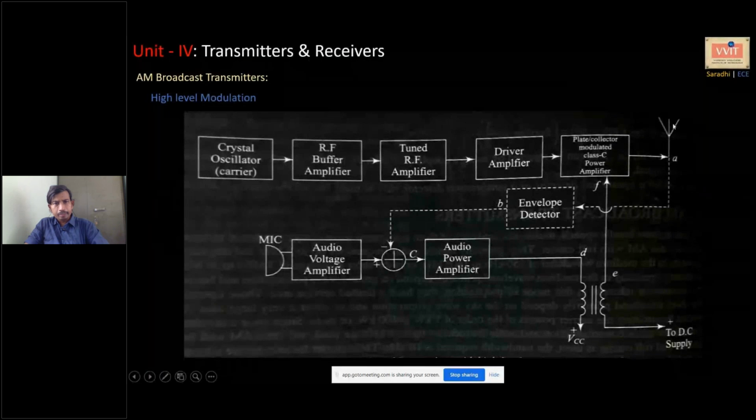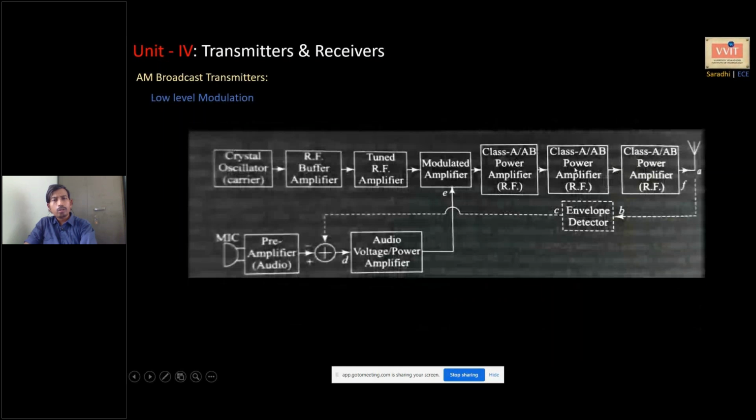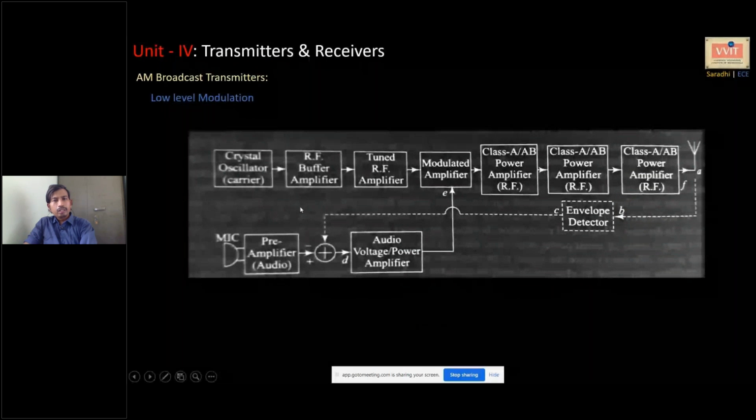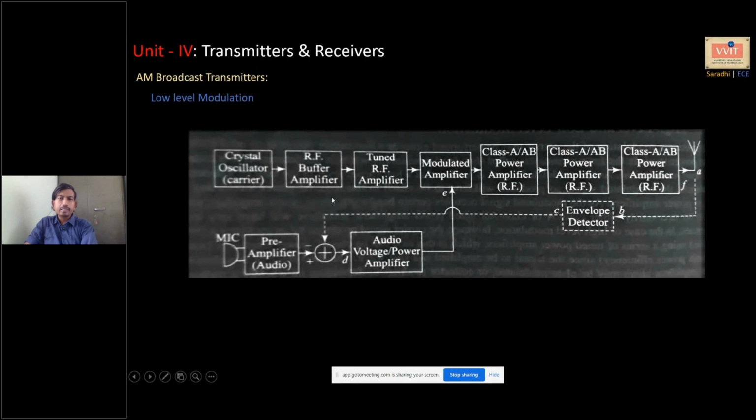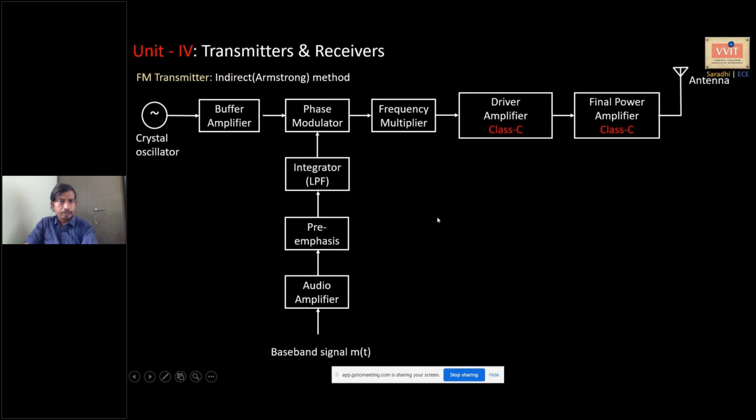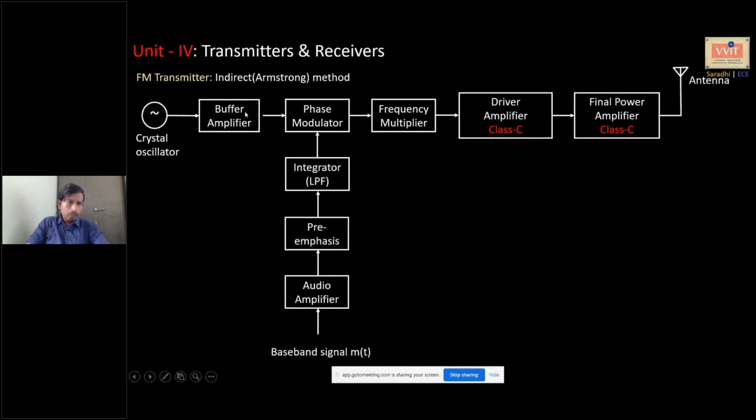So what do we understand? In high level modulation, all the power amplification is done before performing modulation. Both the carrier as well as the message signal are power amplified before performing the modulation. Whereas in low level modulation or low level transmission, first modulation is performed, then the modulated signal is power amplified. Now let us see FM transmitter. FM transmitter has a few more blocks here.